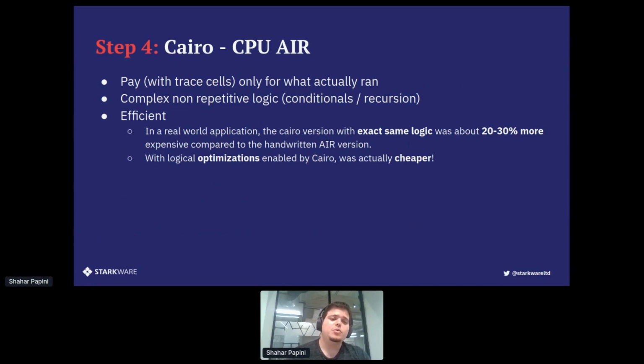However, when we used the power of Cairo and implemented some logical optimizations that are really easy with code, but very hard when you write the AIR by hand, then with these optimizations the Cairo version was actually a lot cheaper, which is maybe surprising, but it's a very cool property of Cairo. We got flexibility and we got efficiency, in this case at least.